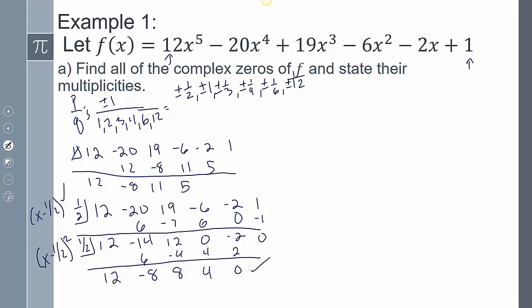Now as we keep checking, negative 1 won't work. Maybe I'll try 1/3. Let's see if 1/3 works. Bring down the 12, multiply. It's going to be 4. I get negative 4. Okay, that's not going to work. What if I try negative 1/3?